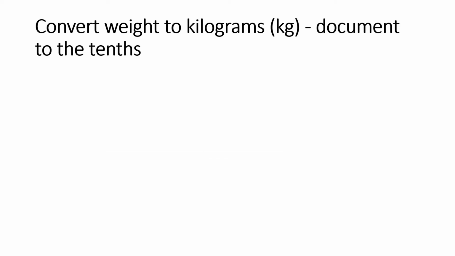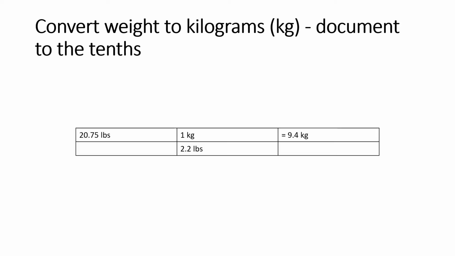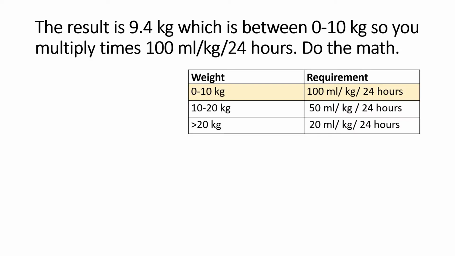Okay, so now we're going to convert it to kilos. You know there's 2.2 pounds per kilo, so we're going to put that into our dimensional analysis. 20.75 pounds times 1 kilo over 2.2 pounds equals 9.4 kilos. And document to the tenths. As a general rule, we're not going to do weights to anything beyond the tenths column.